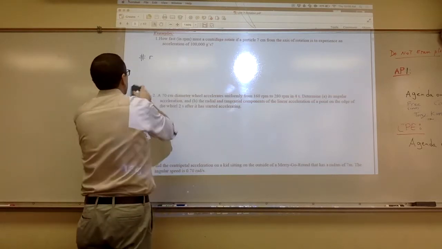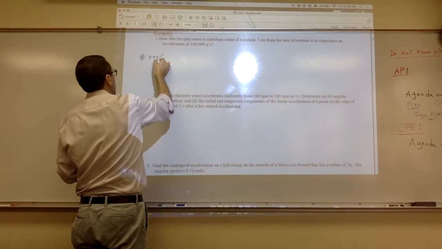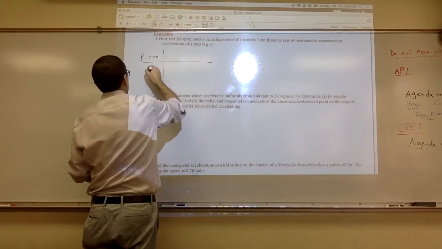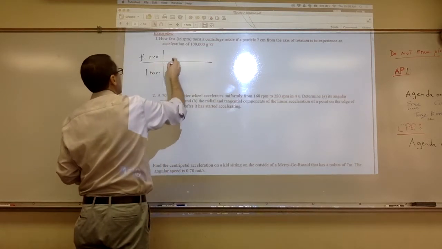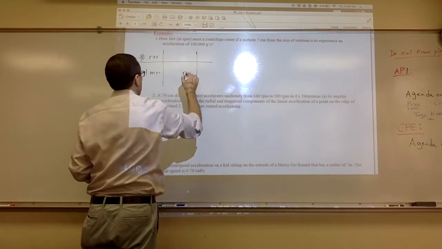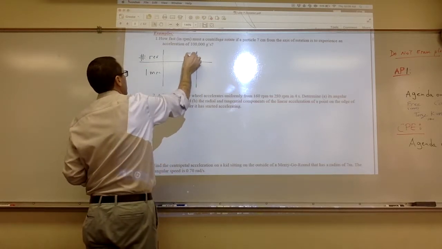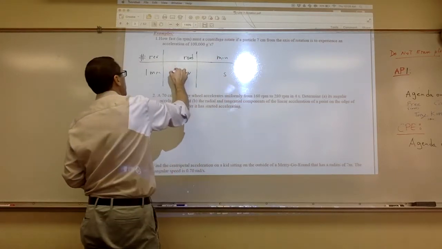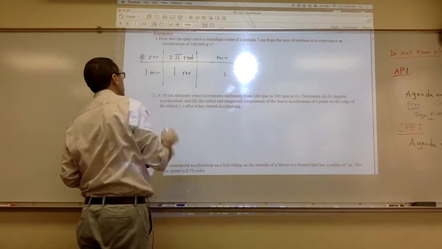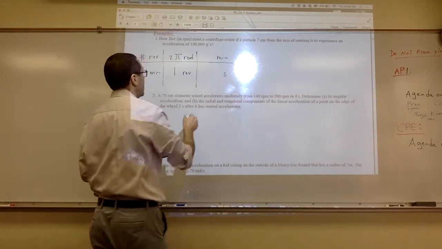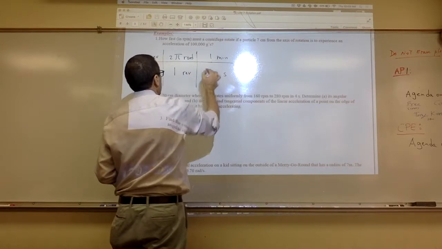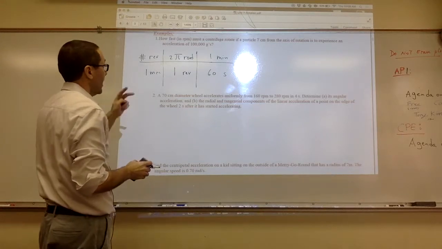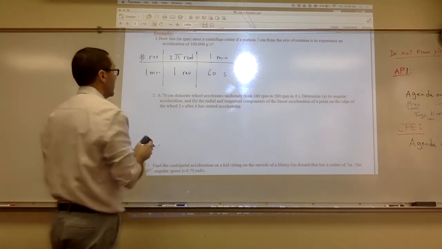Well, so this is revolutions per minute. So I'm going to do my dimensional analysis per 1 minute. I want to get rid of the revolutions and replace them with radians, and then get rid of minutes and replace them with seconds. Each revolution has 2 pi radians, going around the circle is 2 pi. Each minute has 60 seconds. So if I have RPM and I want to switch to radians per second, all I have to do is multiply by 2 pi and divide by 60.